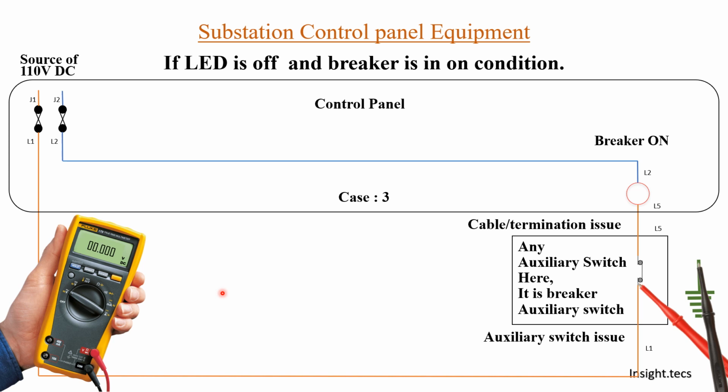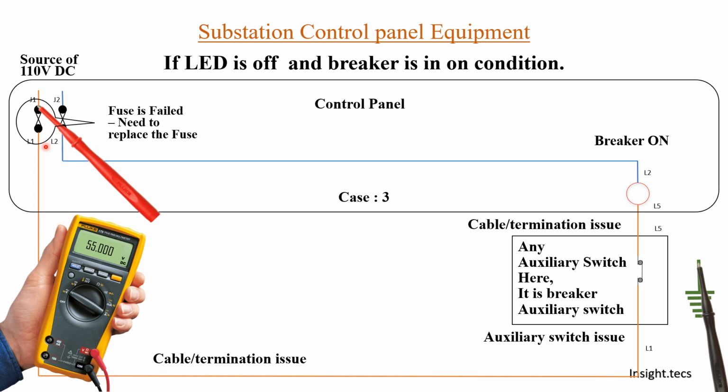Say you are not getting 55 volts over here also. See, it is indicating 0. So what you do, now you measure at L1, wherever the source of DC is there. You are getting 55 volts at this end. So what is the issue now? The issue is with this cable, or there is some termination issue at this part, right? And again, if you are not getting 55 volts over here, you will check the voltage on the other end of the fuse. See, you are getting 55 over here. So what is the issue now? The issue is the fuse has failed. Once you replace the fuse, again your LED will start glowing.